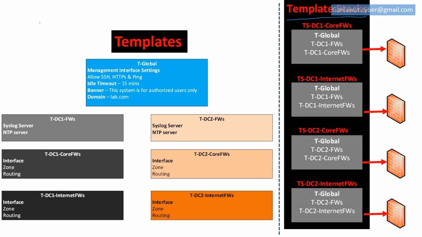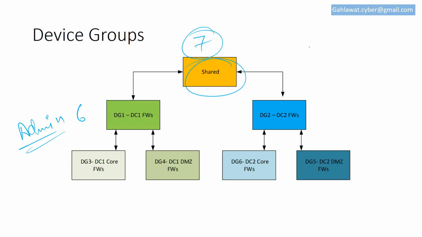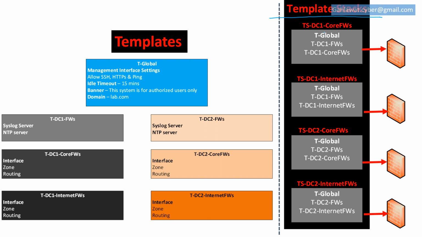Now remember, for a firewall, we can assign a template stack only. A template cannot be assigned directly to a firewall. So we will configure 4 template stacks because we have 4 firewalls in our lab. So we have this firewall, this firewall, this firewall, and this firewall. So 2 firewalls in each DC. So we will configure 4 template stacks based on these templates.